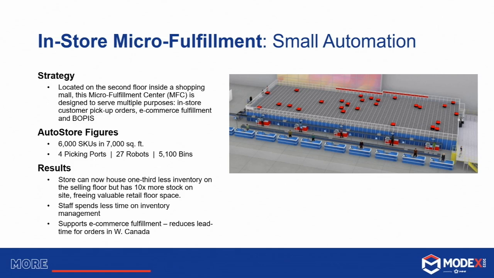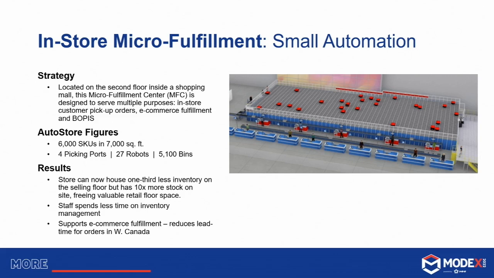It's a really interesting way. We actually have this system on the second floor in a mall. And then you can kind of see in the rendering behind there is actually a window. So from the parking lot, you can actually see the AutoStore robots moving around on the grid. It really does present that wow factor to the retailers.